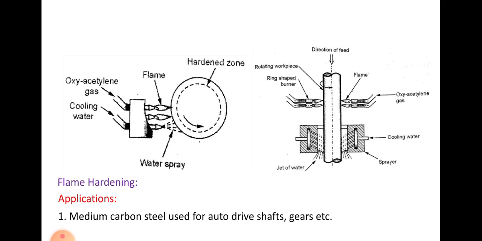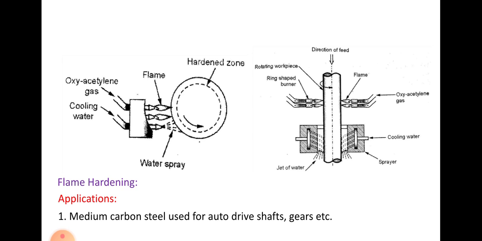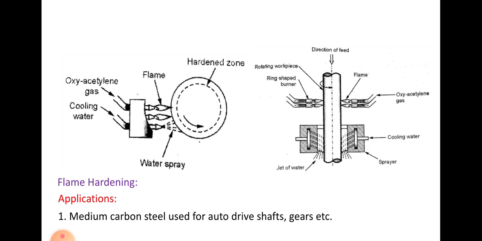The third diagram shows a gear, which is also called spinning flame hardening. An example of spinning flame hardening is a gear, where rotation as well as progression occurs. And the last type of flame hardening is combination flame hardening, where progressive plus spinning happens, and an example of progressive combination flame hardening is a shaft as shown in the figure.